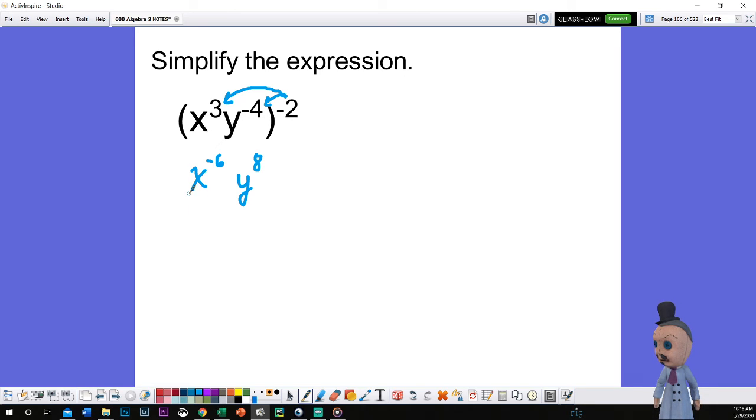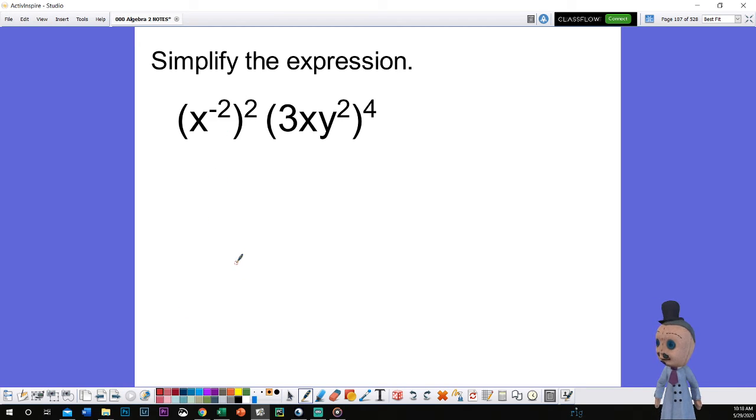Finally, our final answer, remember, can never have a negative exponent, so we're going to square or circle whatever has a negative exponent, and it's going to go down. And then y to the 8th, it had a positive exponent, so it will stay on top. And that's it. That's your final answer for that one.